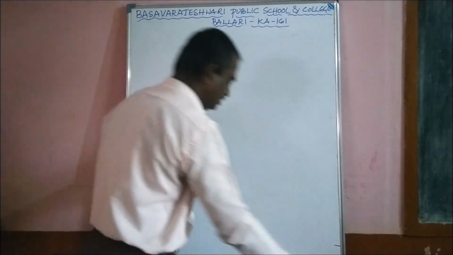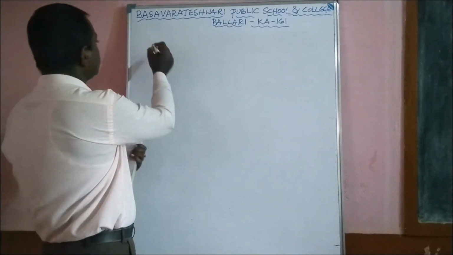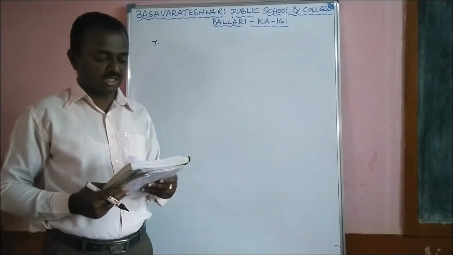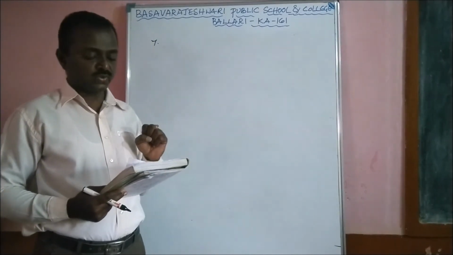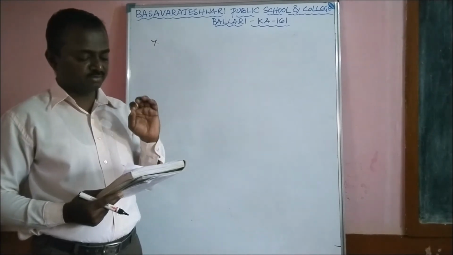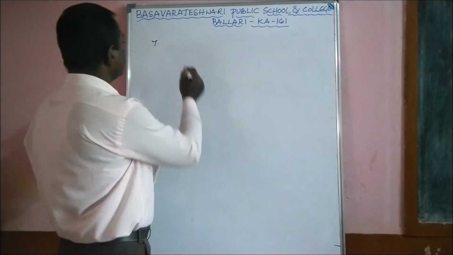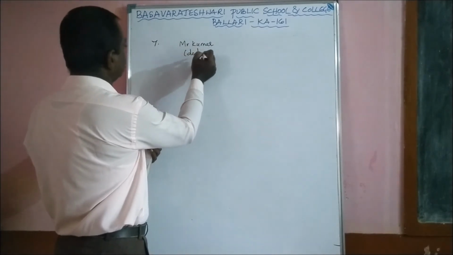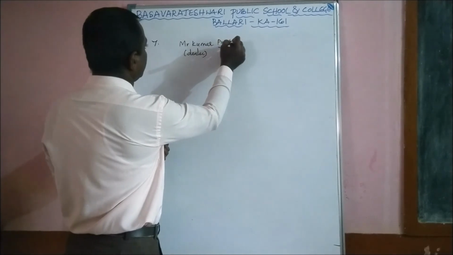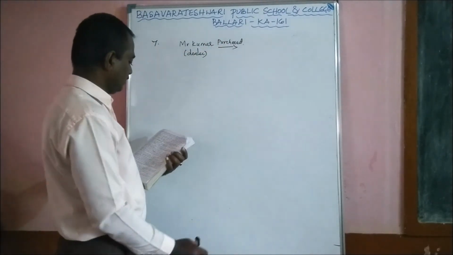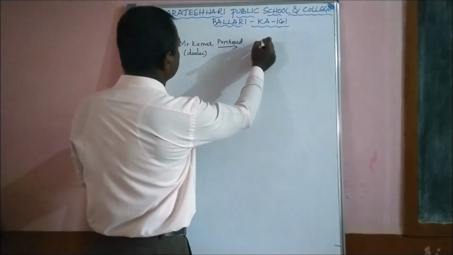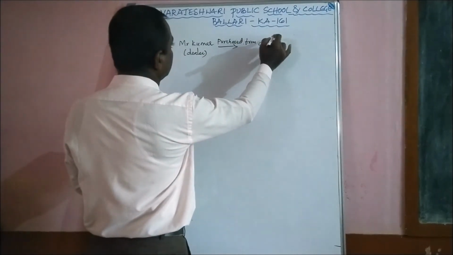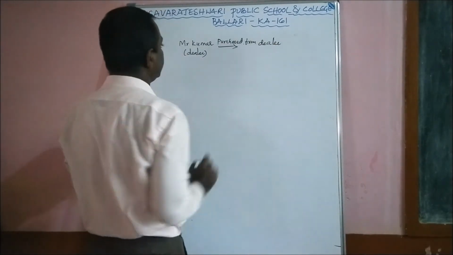Here, seventh one. Here it says, Mr. Kumar, a registered dealer, purchased goods worth 40,000 from a dealer within the same state. So Kumar is a dealer, and he purchased goods worth rupees 40,000 from one more dealer within the same state.